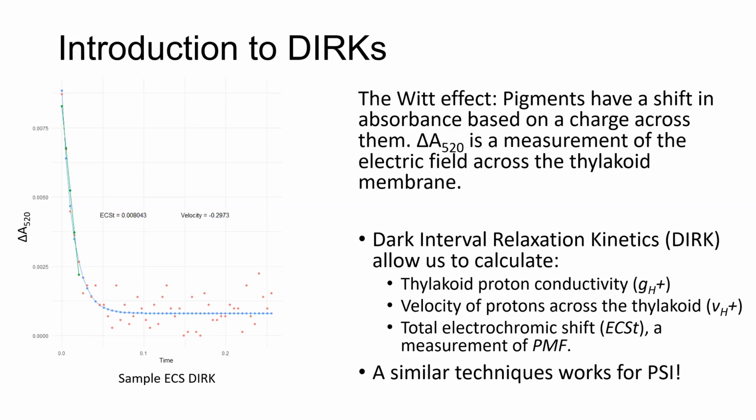Here, we briefly put the plant in the dark to dissipate the delta pH and fit the decay of absorbance to an exponential decay. The amplitude of the decay is the total electrochromic shift, which is a measurement of the proton motive force. That's basically just the distance from the top here to the bottom. The initial decay, which is just the slope of this, is what we call the velocity of protons moving across the thylakoid membrane. And then the decay constant is called proton conductivity, which is gH+ here, by analogy to electrical conductivity. The same techniques work for PS1, but the LEDs that we use are different.